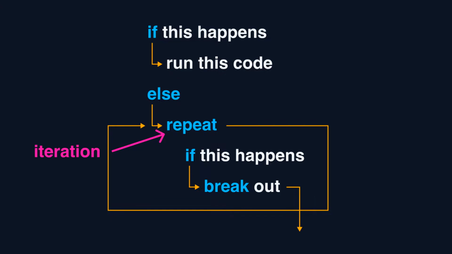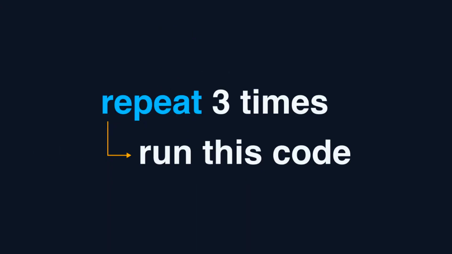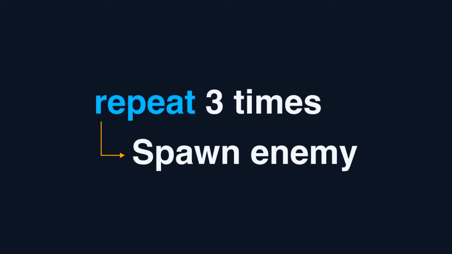Let's start with the for loop. A for loop allows to repeat statements for a specified number of times. Let's say that, for example, you want to spawn 3 enemies at the start of your game. You can use a for loop to repeat the spawn instruction instead of having to write it 3 different times.